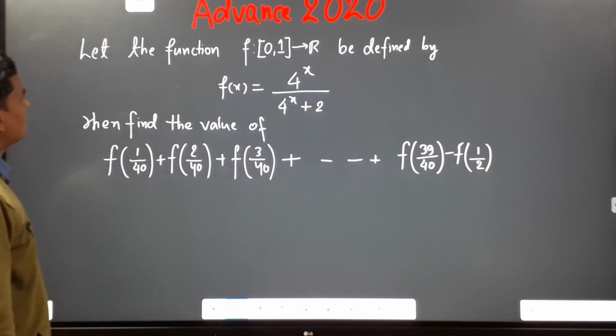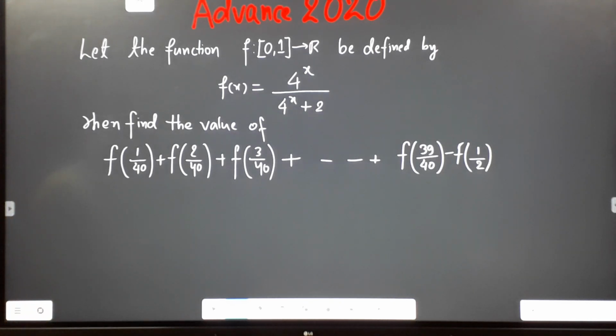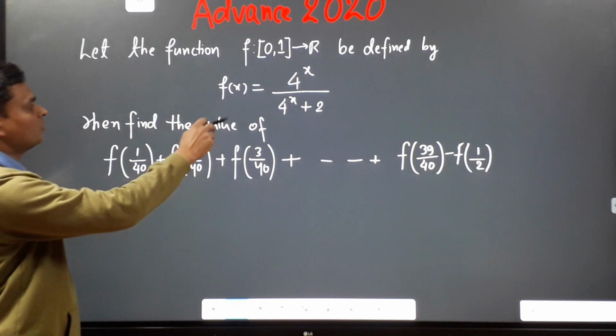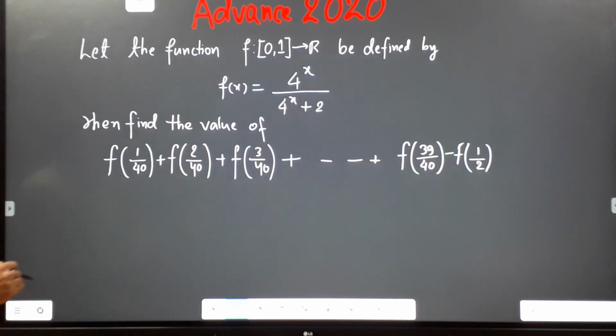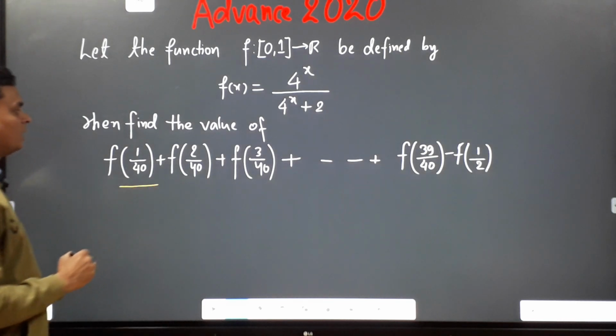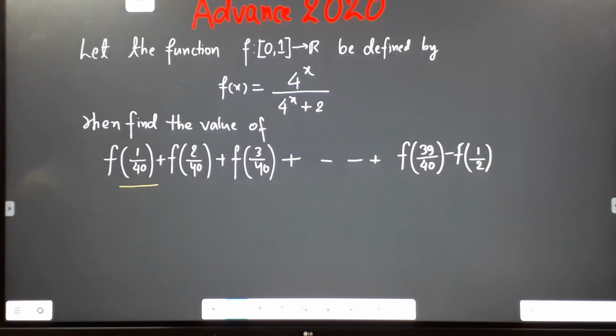The question states: let the function f have its domain between 0 to 1 and the range be the set of all real numbers. The function is defined as f of x equals 4 to the power x upon 4 to the power x plus 2, and we are asked to evaluate this expression: f(1/40) plus f(2/40), like this till f(39/40), and finally there is a term subtracted from all of this, and that is f(1/2).